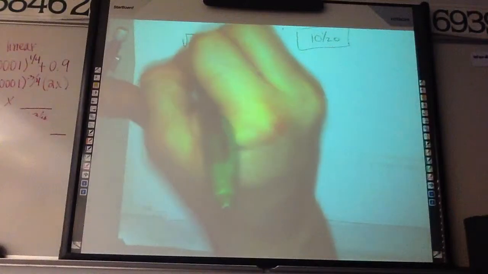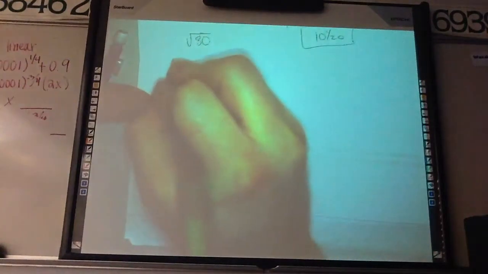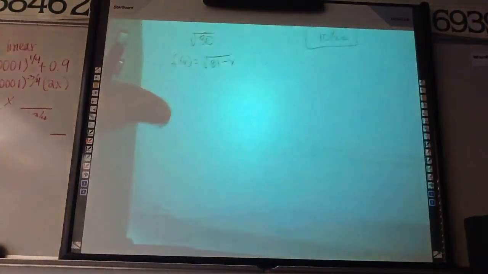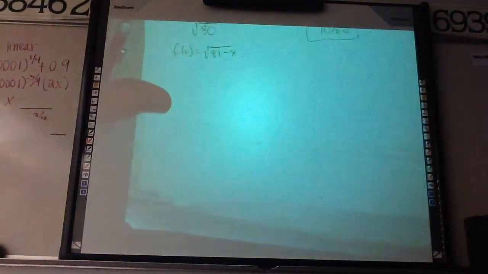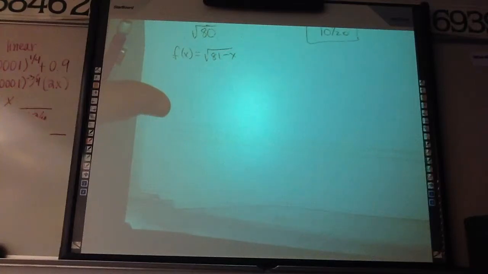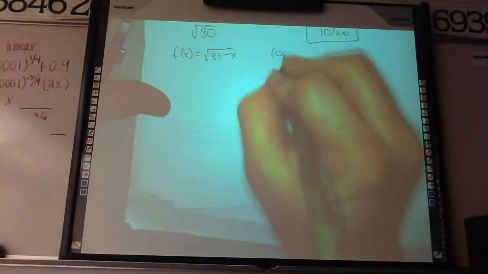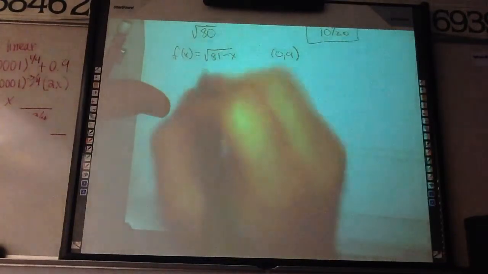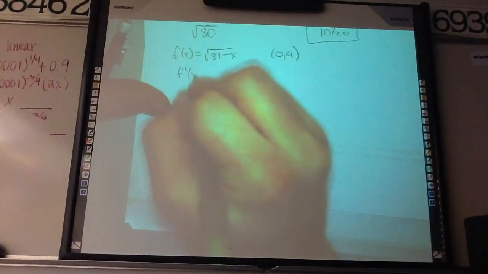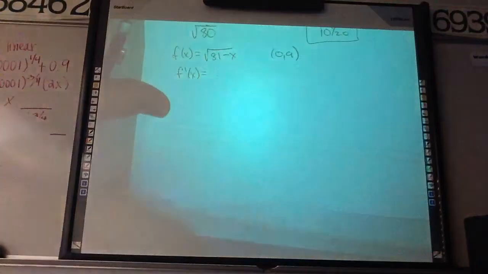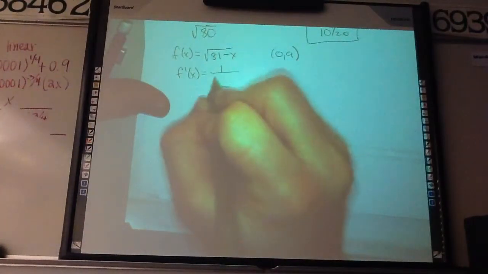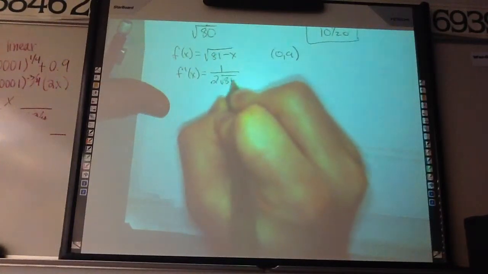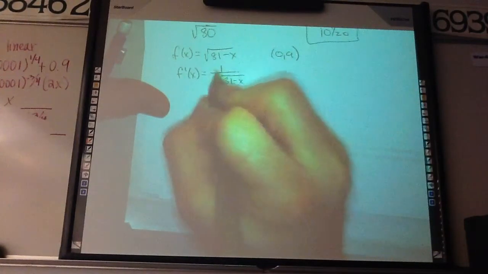So you want square root of 80, so you probably did square root of 81 minus x. Which is 1 over 0.09. So you do 1 over 2 square root of, y is what? So you did 1/2, square root of 81 minus x. Isn't it negative 1/2 because you have to do the inside? Ooh, yeah. Good job, Brennan.